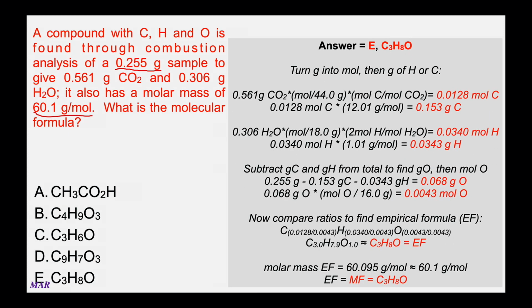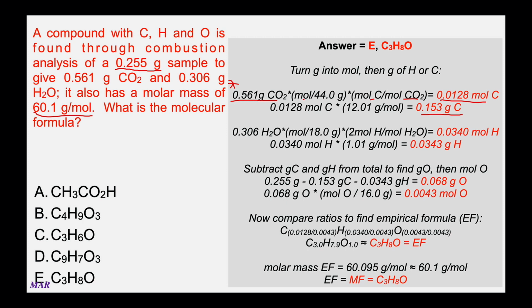Okay, let's break this down. First part here, we're starting with grams of CO2, turning it into moles of CO2, 44 grams per mole, and then 1 mole of C is 1 mole of CO2, so that's 0.0128 moles of carbon. Now from there, we can take the moles of carbon and turn it into grams of carbon. So that's 0.153 grams of carbon. And that's going to be important for us when we take it out of the sample.